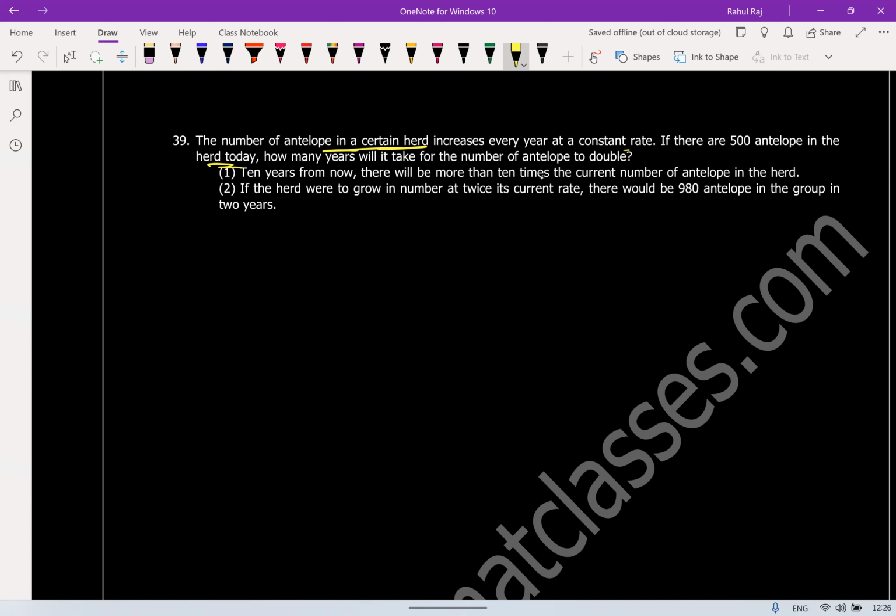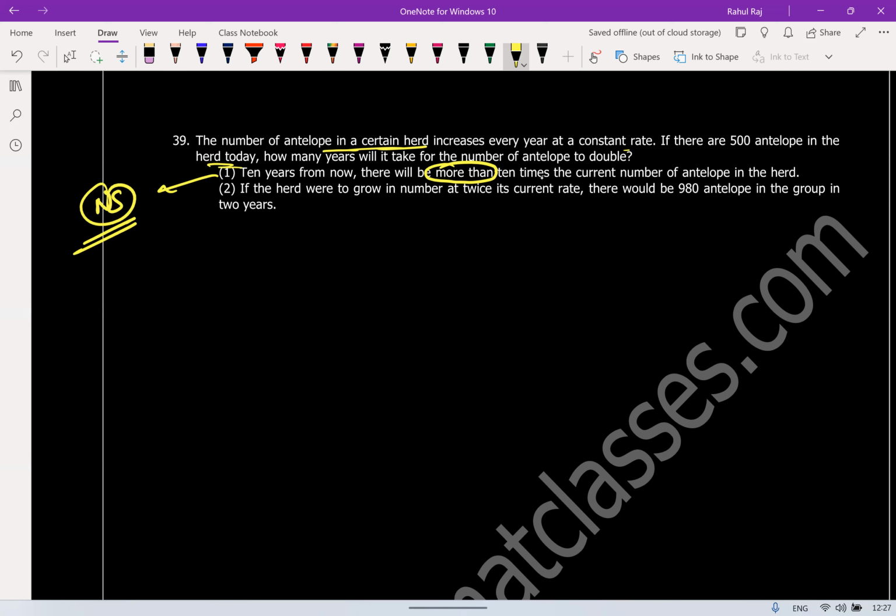So it says that 10 years from now, there will be more than 10 times the number of antelope in the herd today. The moment you say more than 10 times, it means it is impossible to solve with this statement. More than 10 times, what? 20 times, 30 times, 40 times, 50 times, 60 times, 70 times, 80 times? You have no idea how much it is. So when you don't know anything, it's not sufficient, because you need to find the rate.